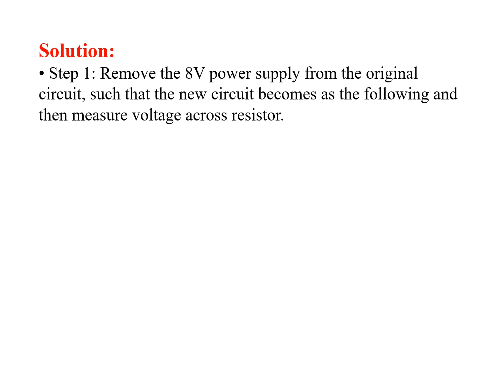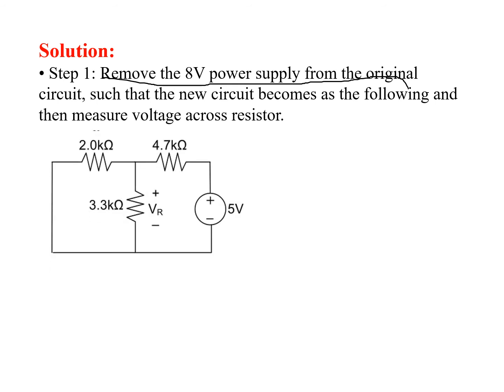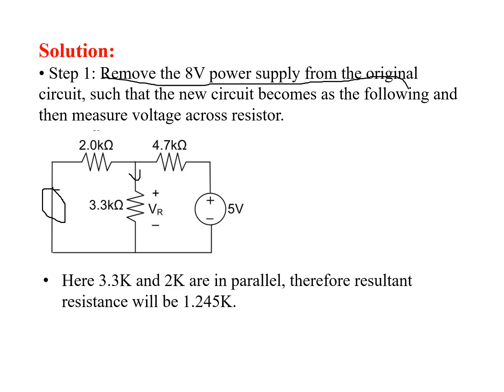So what I am considering, remove the 8-volt power supply from the original circuit, and as it is a voltage source, we can see that the 8-volt supply is basically replaced by a short circuit, and all the remaining circuit will be as it is. And we have to find out the voltage across here, so we will be able to find out the current through here. After that, we will simplify the circuit by the simple series and parallel combination.